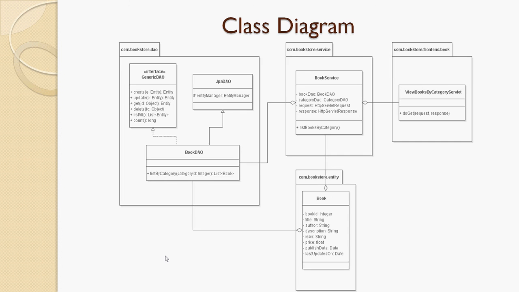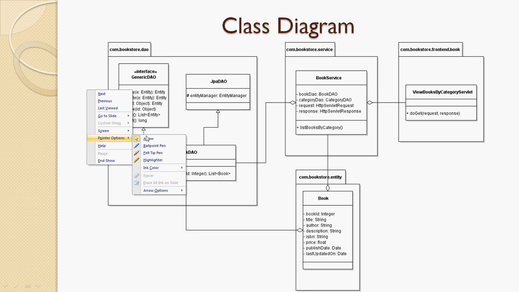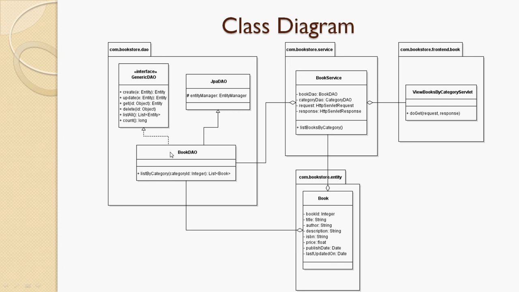Let's review the class diagram. You see in the DAO layer, we need to update the book DAO class by adding a new method list by category that returns a collection of books based on category ID.